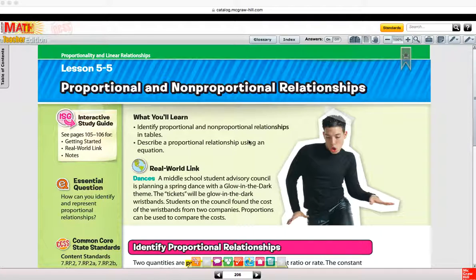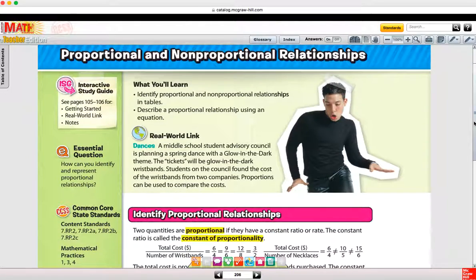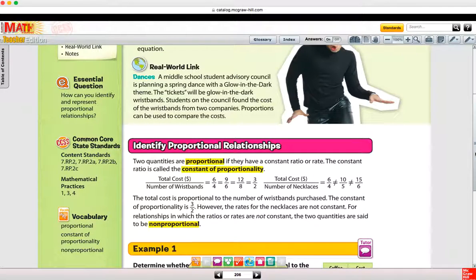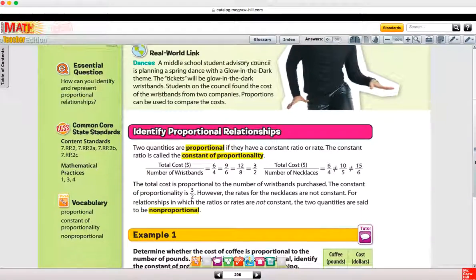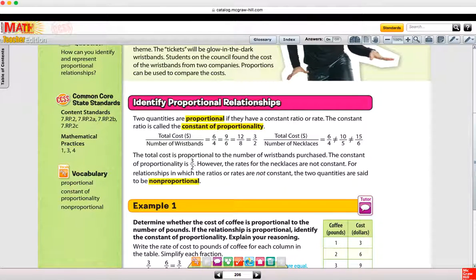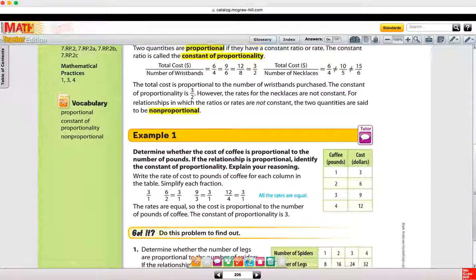In this lesson we'll be talking about proportional and non-proportional relationships. Looks like we have a couple of different vocabulary words here: proportional, constant of proportionality, and non-proportional. You'll find those definitions on page 206. Go ahead and read through those and make sure you get them into your notes.